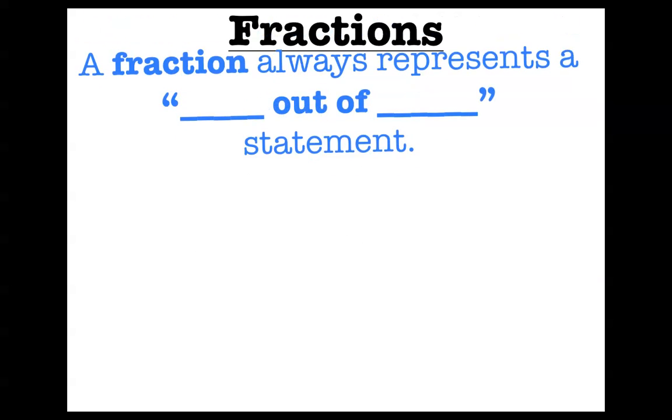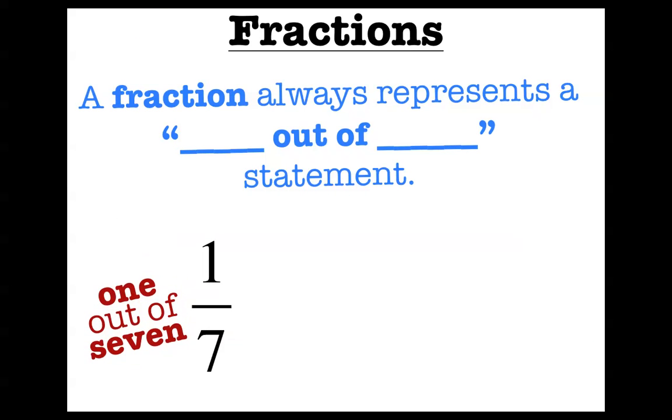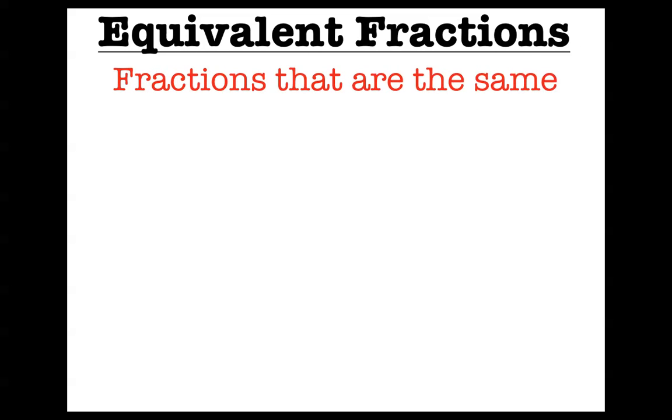Okay, basically fractions always represent a blank out of blank statement. Like 1/7 really means 1 out of 7, okay? Or 6/7 really means 6 out of 7. So 1/7 would be like 1 out of every 7 days, once a week. 6/7 means 6 out of every 7 days, so 6 times a week. Okay, is 1/7 the same as 6/7? No. Are those equivalent fractions? No. Equivalent fractions are fractions that are the same.